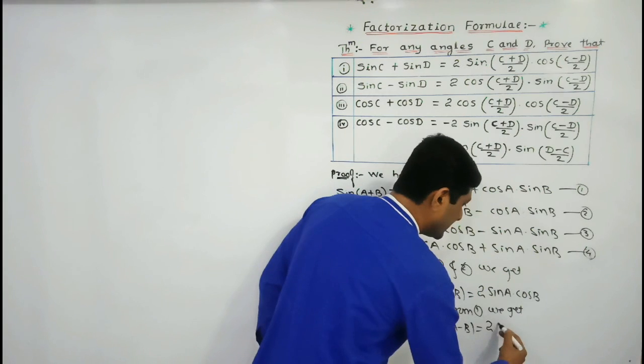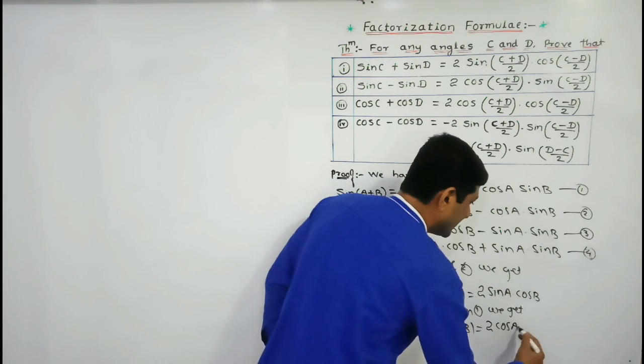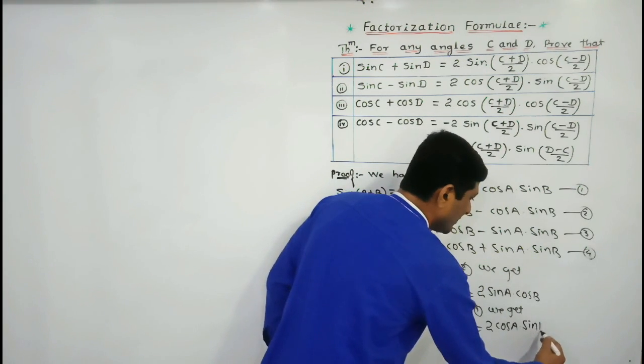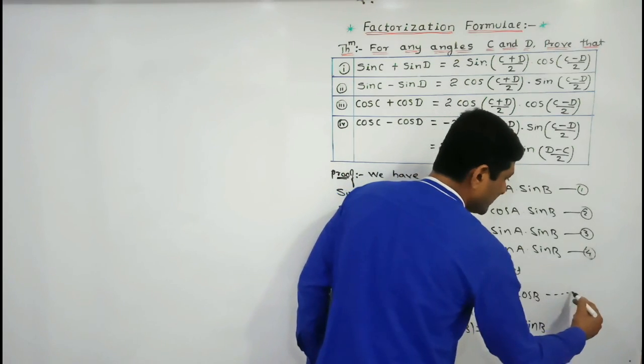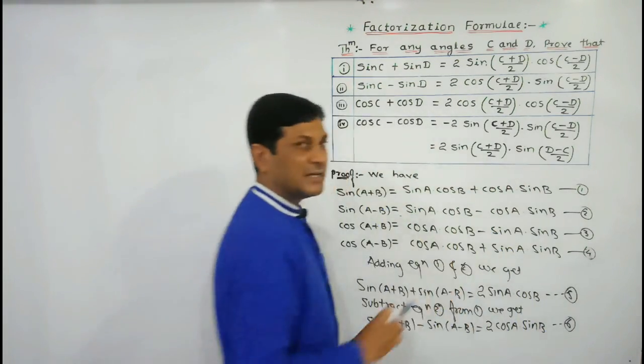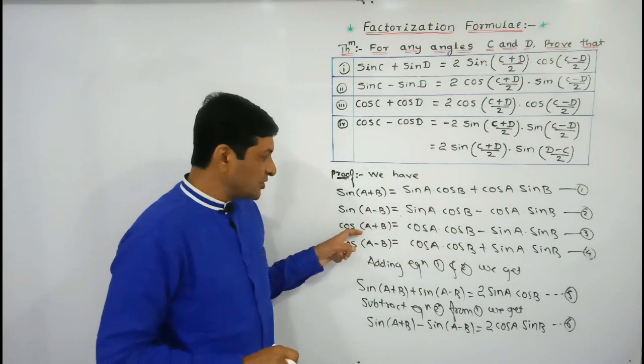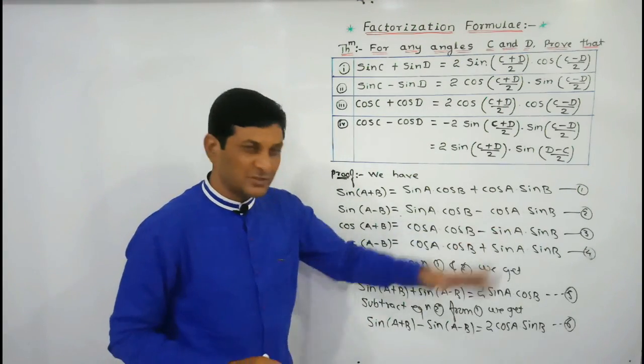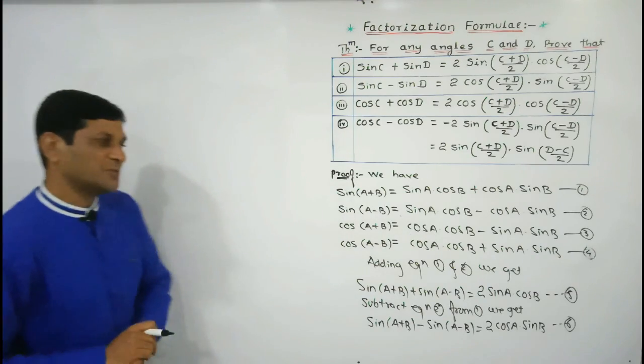So on this side we will get 2 cos A sin B. Whatever new equations we have got here, we denote them by equation 5 and equation 6. Now we are taking the addition of equations 3 and 4. Let us see what we'll get.